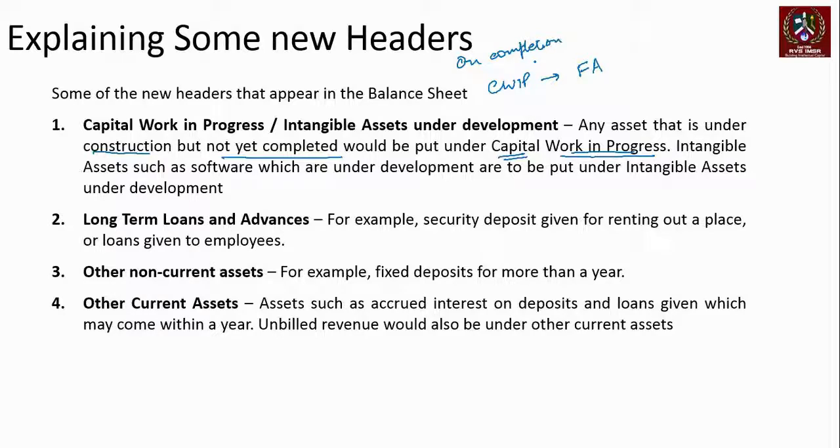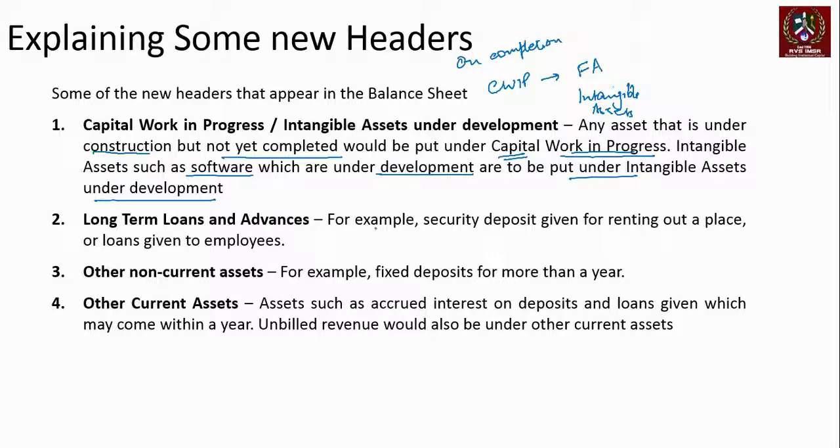But at this point of time, the factory is being built, so you keep it under capital work in progress. Similarly, if there is an intangible asset under development, let's say a software is under development, at this point of time this will be put under intangible assets under development. As soon as you finish developing it, it will move towards intangible assets, long-term intangible assets, right? So that's the first bit, which is how you deal with capital work in progress or intangible assets under development. Practically, they have to be included as a part of your total long-term assets. That's the premise here.